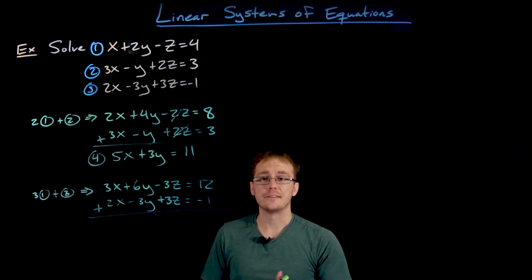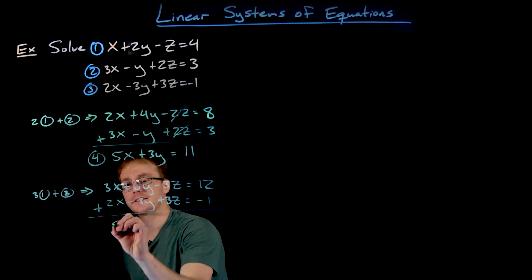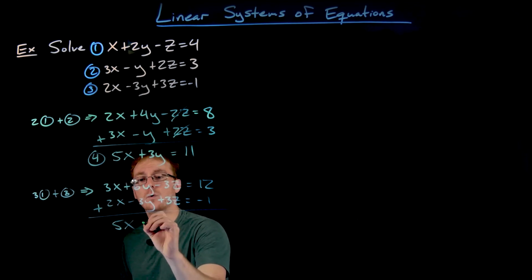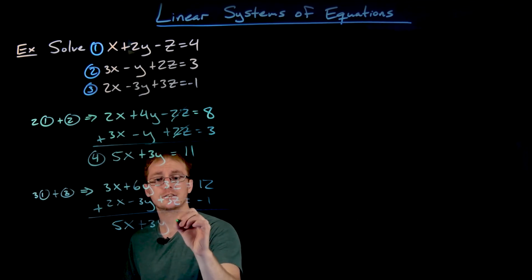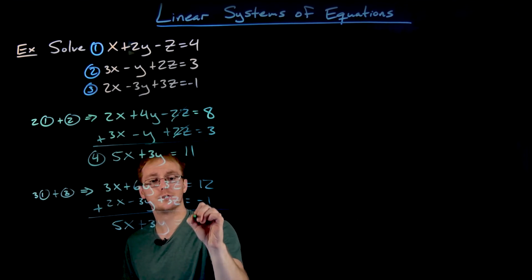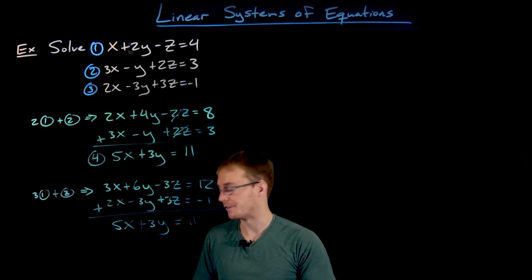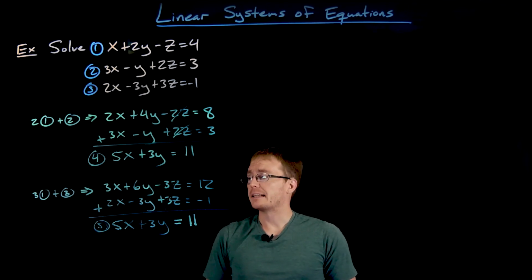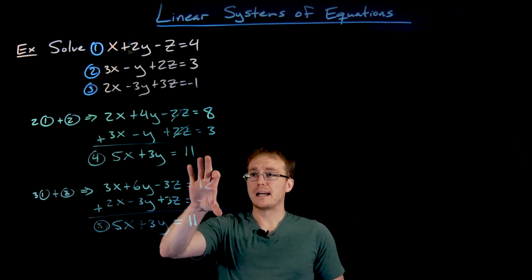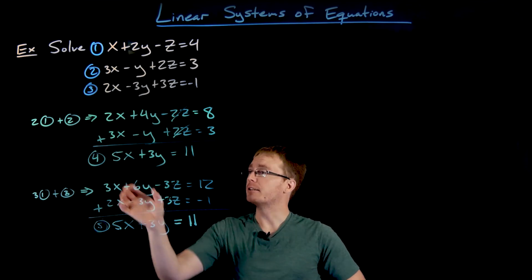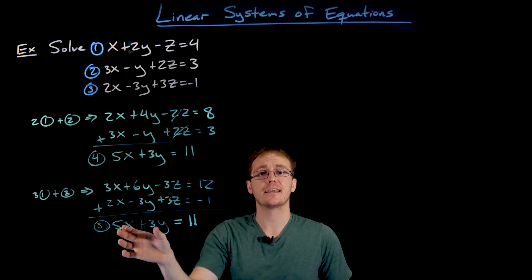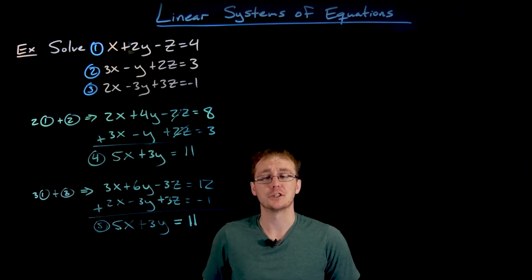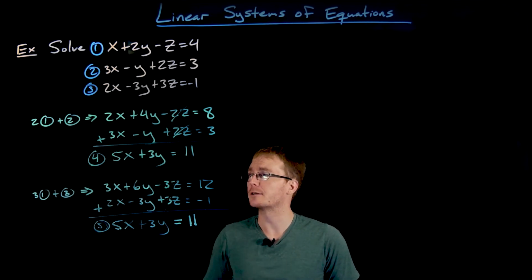All right, so now we have to add these equations together. Adding the x's up gives us 5x. Adding the y's up gives us a positive 3y. The z's cancel each other out, and that's equal to the right-hand side of 11. And we will call that equation 5. But now if we take a step back and look at equation 4 and equation 5, what we should notice is that they are the exact same equation, right? 5x plus 3y equals 11.